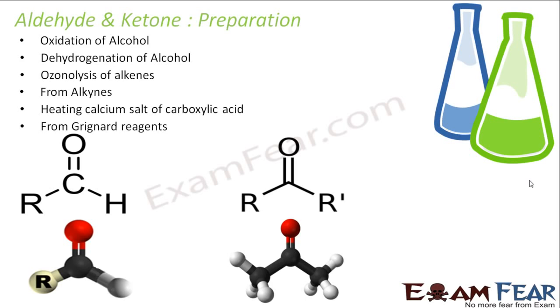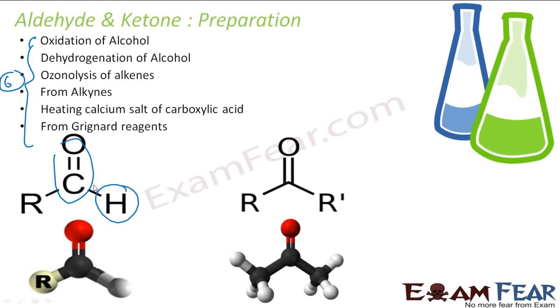In fact, there are other ways also to prepare aldehydes and ketones, but we'll focus only on these. We'll study separately some methods which are used specifically for aldehydes and some for ketones, but these 6 methods which I'm discussing now are for both aldehydes and ketones. With these 6 methods, you can prepare both aldehydes and ketones. And just let me repeat it. This is my aldehyde, this is my carbonyl group with the H. And the carbonyl group with 2 R is my ketone.